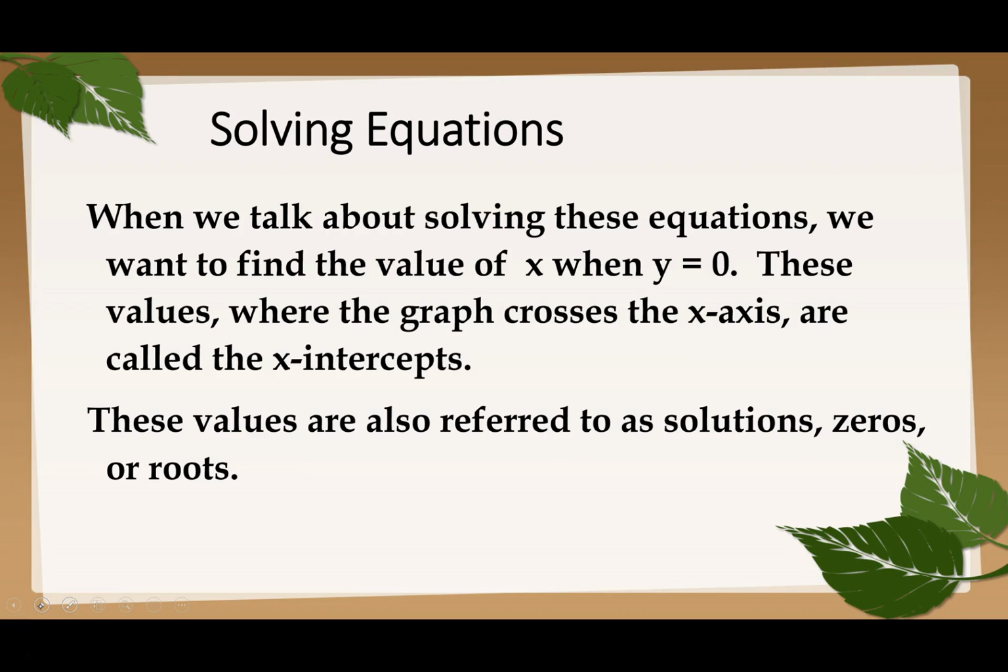So here's kind of a summary. When we talk about solving these equations, we want to find the value of x when y equals 0. These values, where the graph crosses the x-axis, are called the x-intercepts. Now, here's something I want you to write down, some vocabulary. These values are also referred to as solutions, zeros, or roots. For the most part, I think I'll call them zeros or roots. Sometimes I say, hey, this is our solution. They're the same exact thing, just 3 different ways to say it.